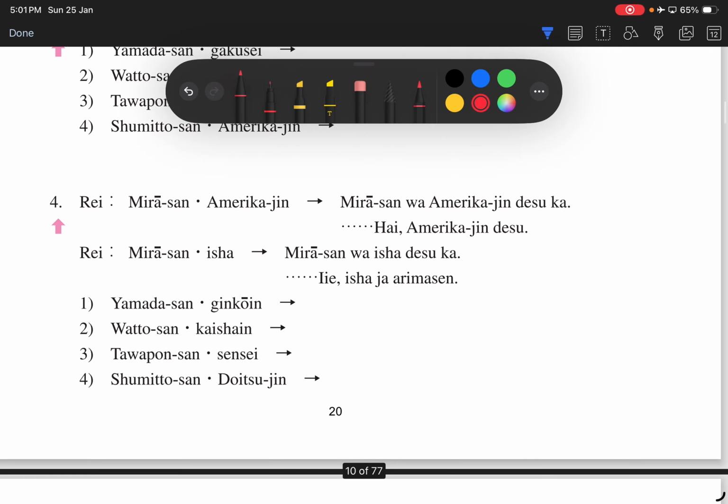Then number 4, 皆さん, dot アメリカ人. Then 皆さんはアメリカ人ですか? I need you to form a question with whatever information we have here. I don't need you to answer the question, I just need you to form a question.